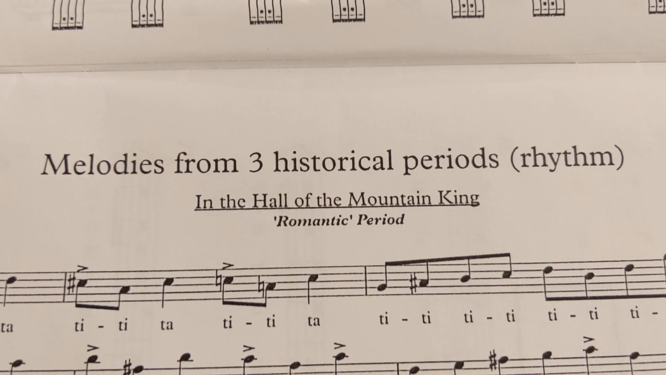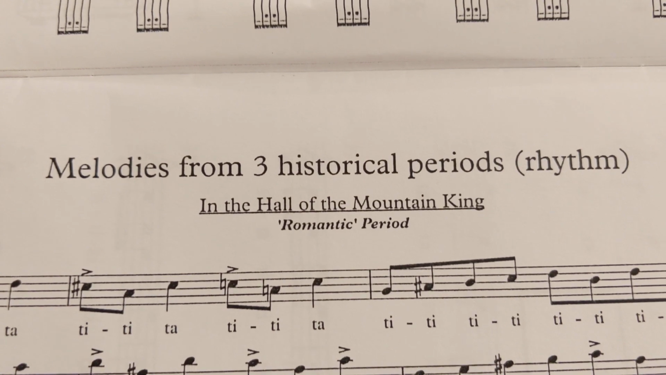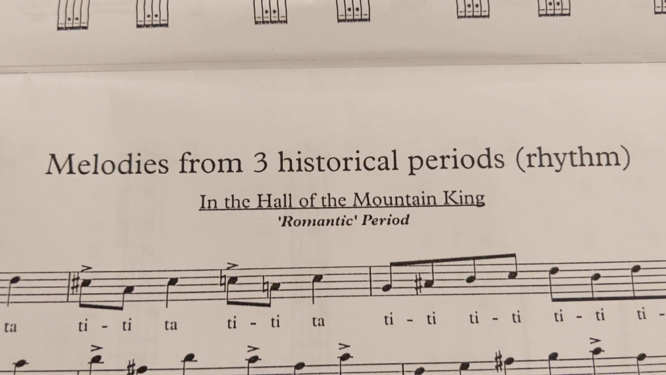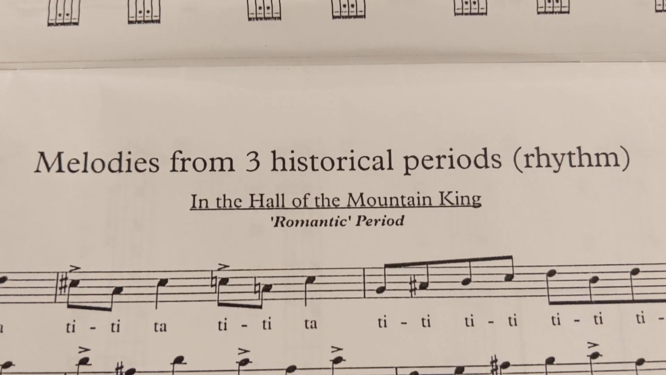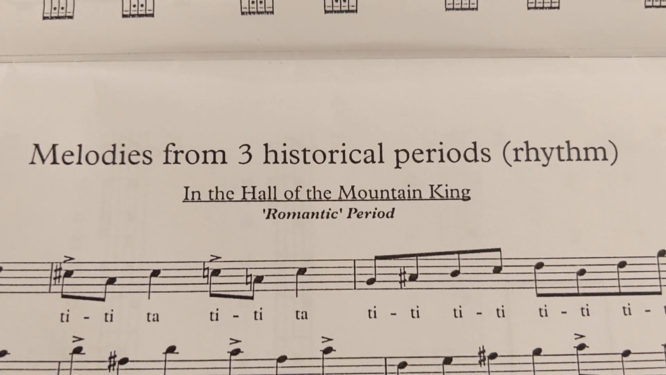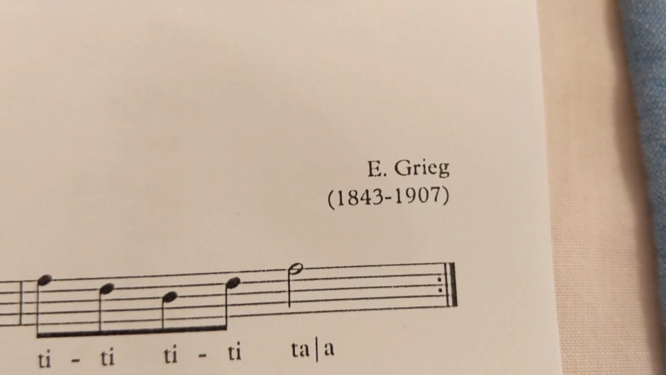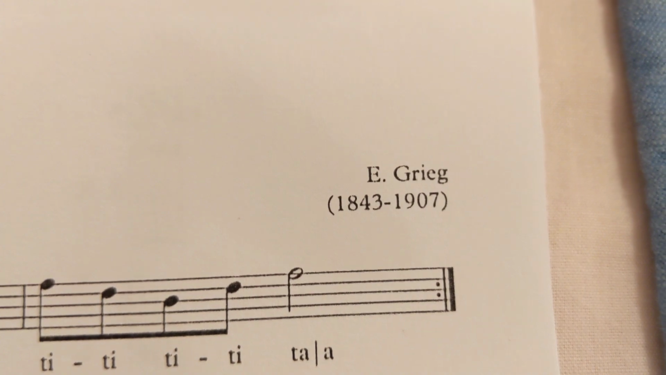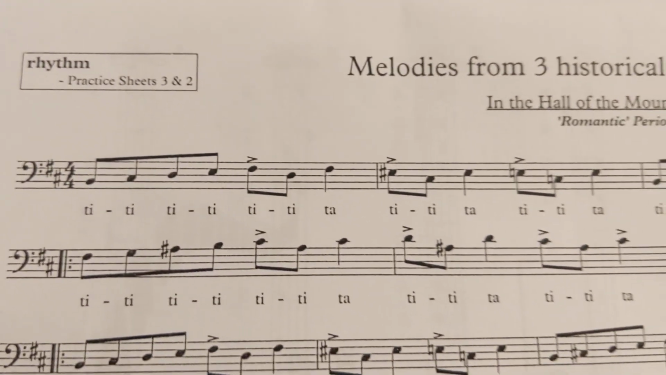For your first end of half-term practical assessment, you will need to be able to perform the rhythm from melodies from 3 historical periods that I'm about to show you. The first is In the Hall of the Mountain King. This is from the so-called Romantic period, and the composer is the Norwegian composer Edvard Grieg, who lived from 1843 to 1907.